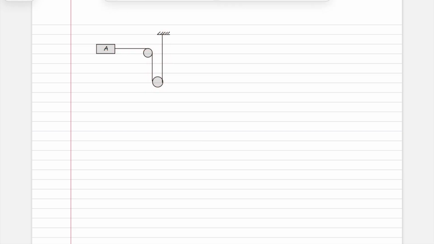Now, if this here is fixed, so let's say that there is a horizontal surface over here and it is now fixed at this point here, but this pulley can move up or down. In that case, let's say then attached to the center of this pulley is another mass, and I call that mass B. If I were to pull this to the left by x, how much would this mass move?